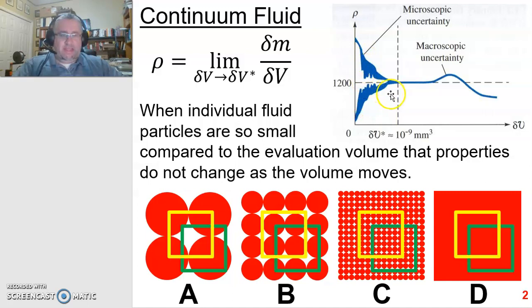And so what you can see is when I'm down below this limit of delta V star, my density just jumps all over the place, right? First it's high, then I move the square a little bit, and then it's low, and then I move the square a little bit, and it's high again. It doesn't make any sense. It's a non-continuous function until I reach that threshold of 10 to the ninth cubic millimeters, and that's when all of a sudden I'm in my continuum fluid regime. So that's just effectively what this means.